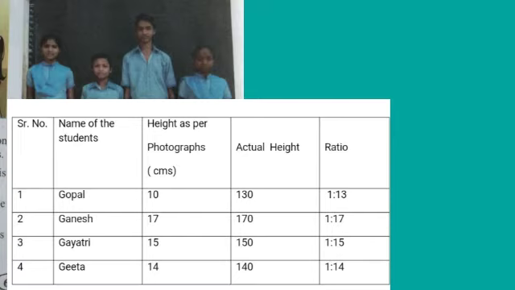The height of Geeta as per the photographs is 14 cm and her actual height is 140 centimeter. Her height ratio is 1:14. From the above table, you must have realized the difference between the actual heights and the height in the photograph. You must have also realized that in the photograph, everyone's height has decreased in the same proportion. The same principle is applicable in the case of map scale.